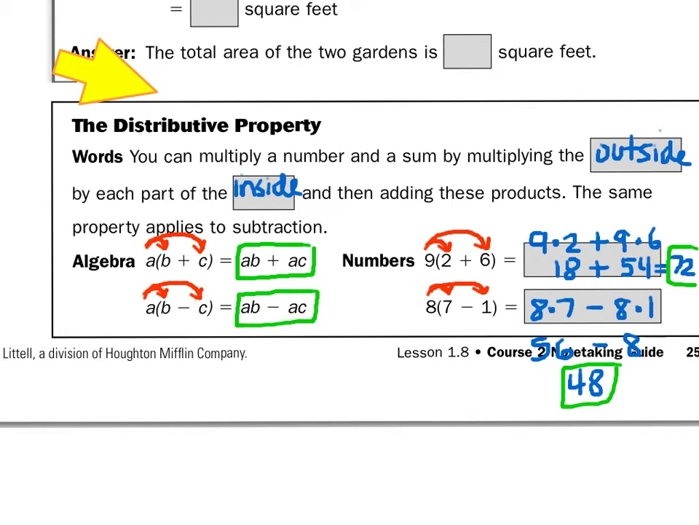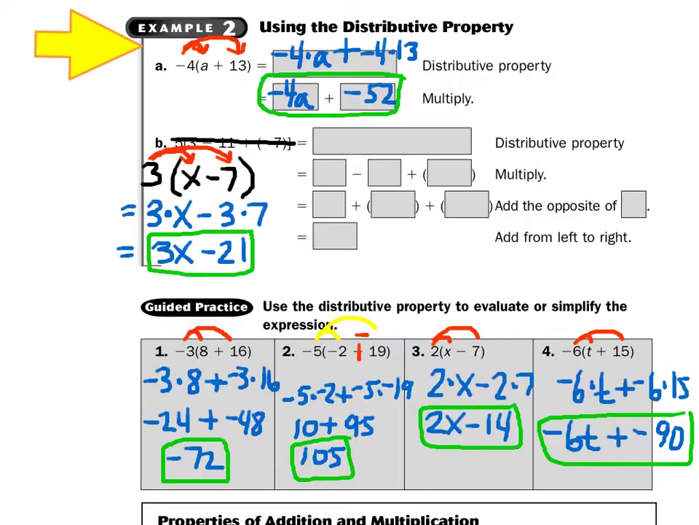So take a look at the number example. 8 times the quantity 7 minus 1. So grab the 8 and draw a rainbow to the 7. That gives you 8 times 7. And then copy that minus sign. And then grab the 8 and draw a rainbow to the 1. 8 times 1. And then you can simplify. 8 times 7 is 56. Copy the minus sign. 8 times 1 is 8. And then 56 minus 8, of course, is 48.